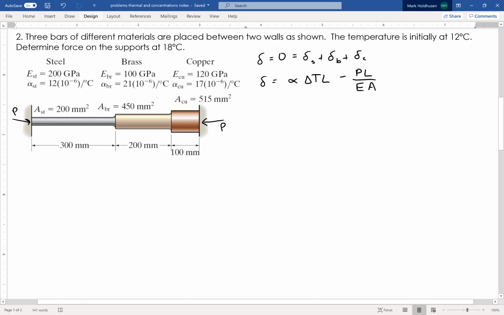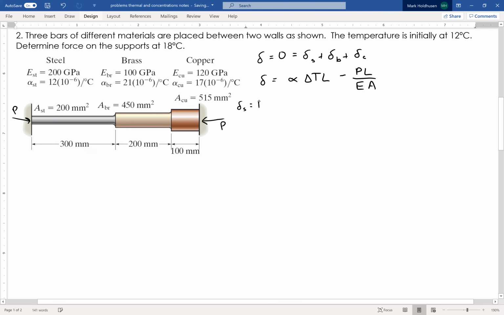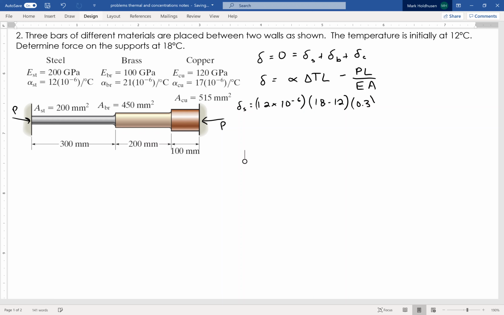So let's go ahead and get started. We'll do it with steel first. Steel, we'll start with thermal expansion. We see that alpha for steel is 12 times 10 to the minus 6. Delta T is 18 minus 12, or 6. We're going to call it 6 from now on. The length of this guy is 300 millimeters, I will do that in meters as shown here. So that's what it's going to expand as it increases by 6 degrees.